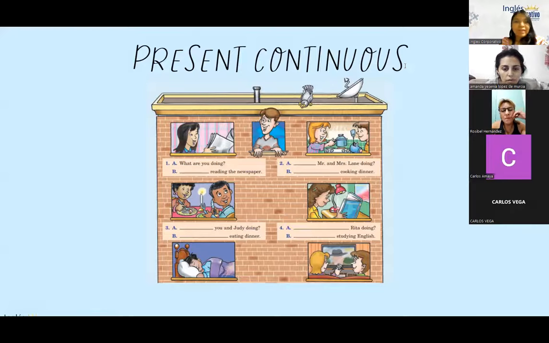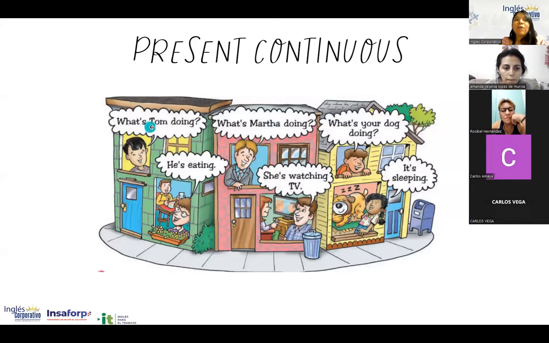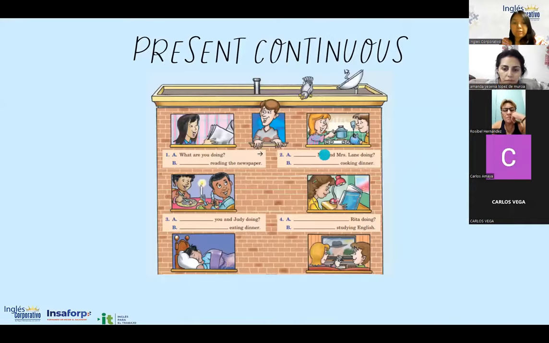Now, let's see. Let's go back. ¿Qué se viene aquí? So what's Tom doing? He is eating. What's Martha doing? She is watching TV. What's your dog doing? It's sleeping. Okay, so now, what are you doing? I'm reading the newspaper.